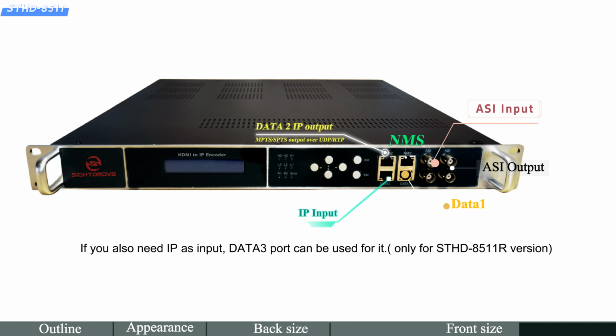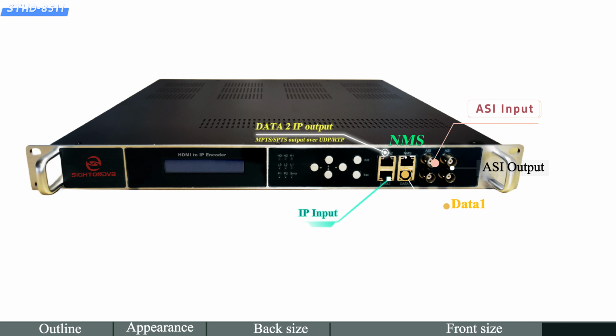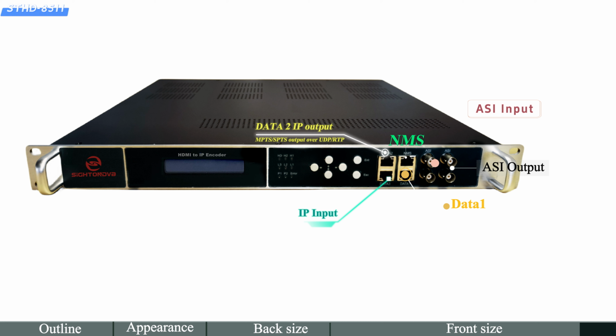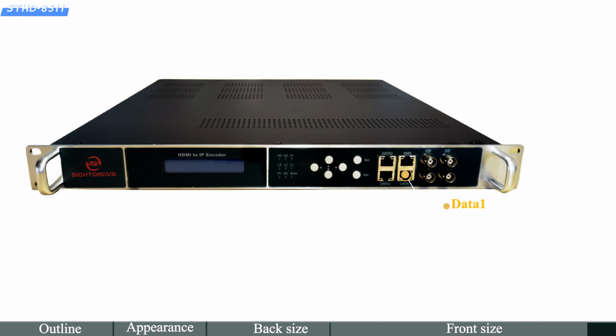If you also need IP as input, the Data 3 port can be used for it. Only for the STHD8511R version. Please kindly note the STHD8511 version is used for UDP. It doesn't have Data 1 and Data 3.